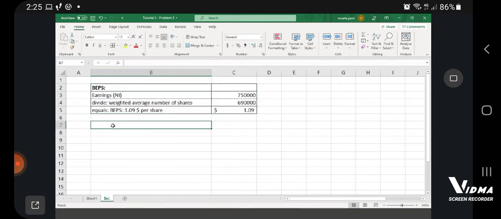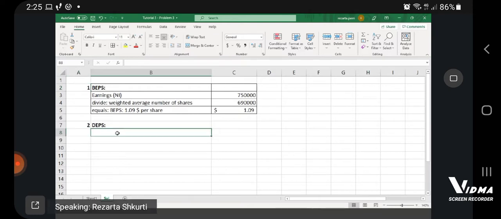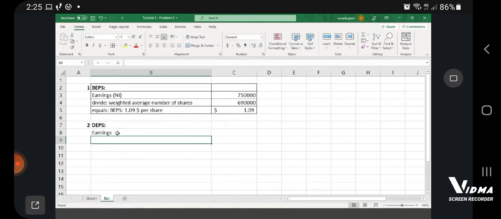Now let's continue with the second element required in this problem. The first one was the basic and the second one the diluted earnings per share. Now again we will follow the same approach. We start with the earnings and then we adjust this by adding plus after-tax effect of interest.